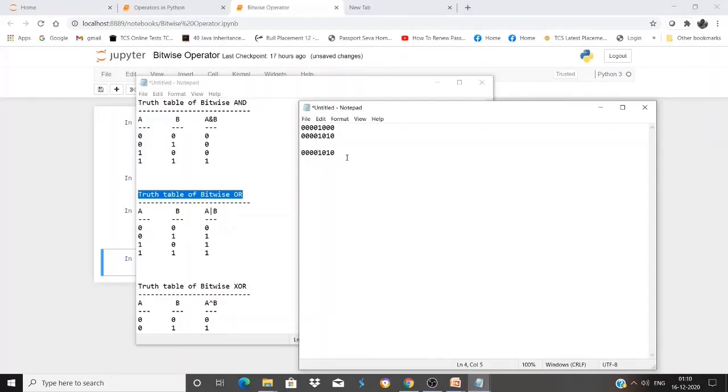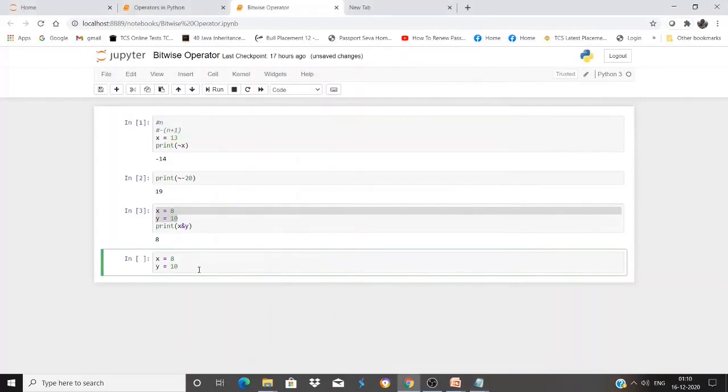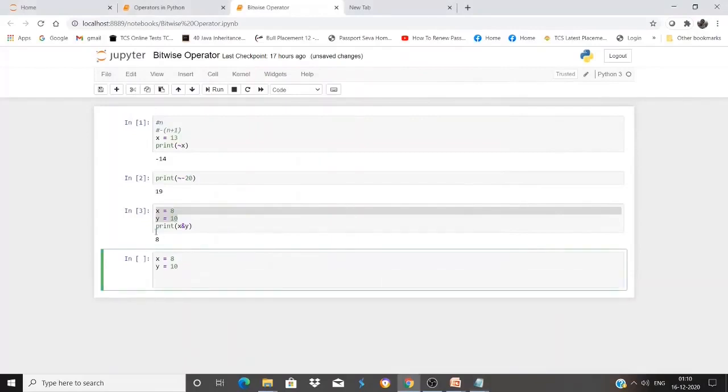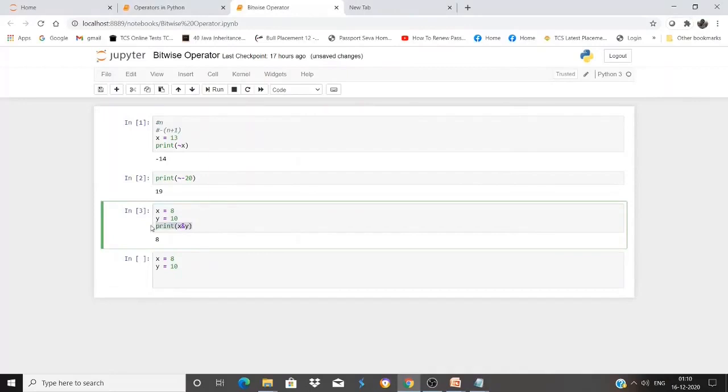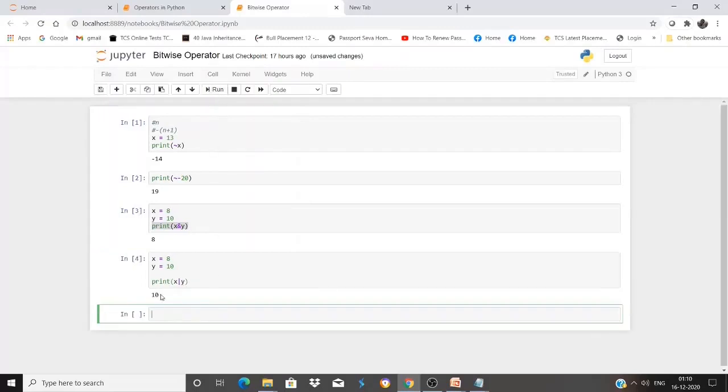So in this case, now if we convert this output binary to decimal, we will get 10. So the output of the bitwise OR operator when applied on these two variables x and y should give us 10. So let's see if that happens or not. We write bitwise OR and run the cell, and as expected we get 10. Next, we shall apply the Bitwise XOR operator on these two operands.